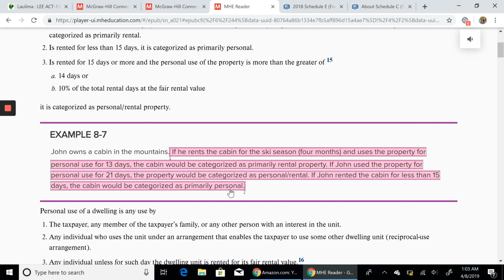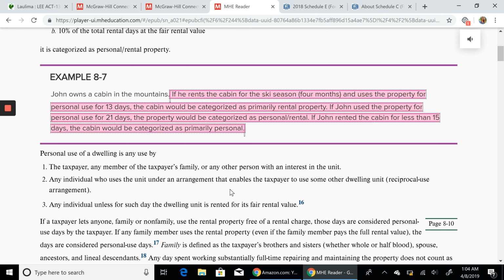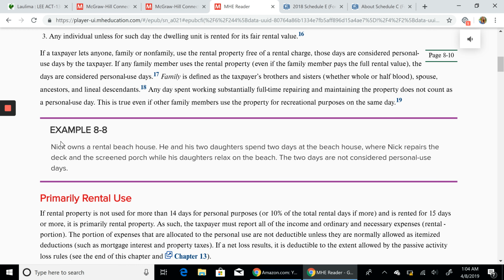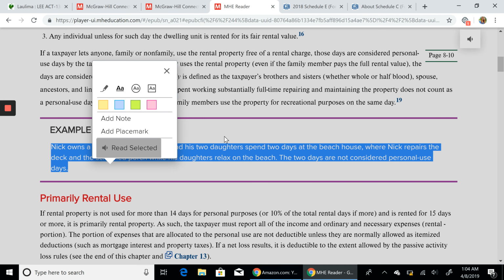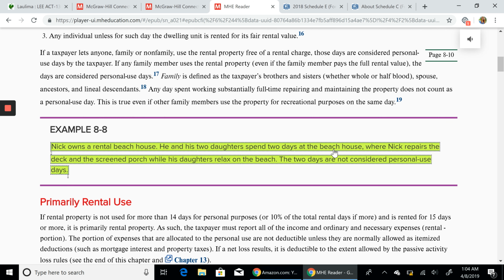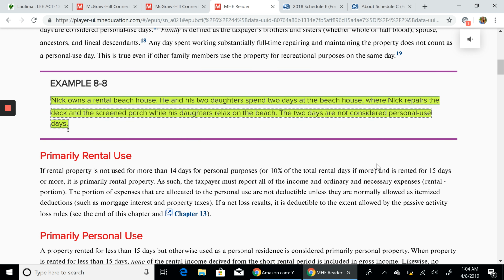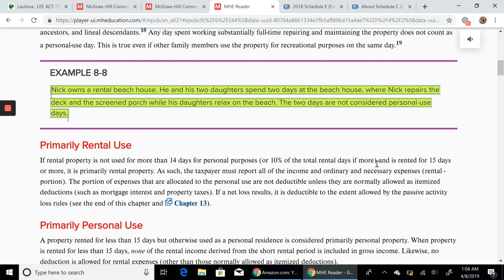Personal use of any dwelling unit is any use by the taxpayer, members of his family, or anyone that has an interest in the owner. Example 8-8, Nick owns a rental beach house. He and his 2 daughters spend 2 days at the beach house where Nick repairs the deck and the screened porch while his daughters relax on the beach. The 2 days are not considered personal use days as long as the owner is making some sort of improvement on the property.